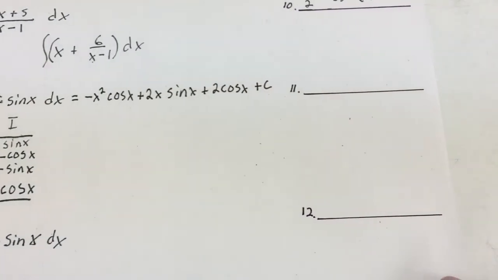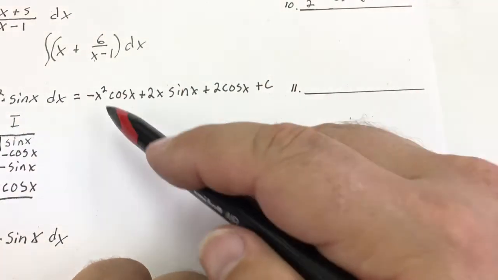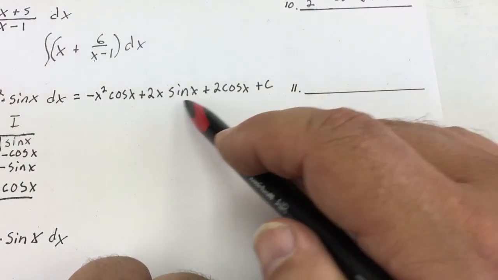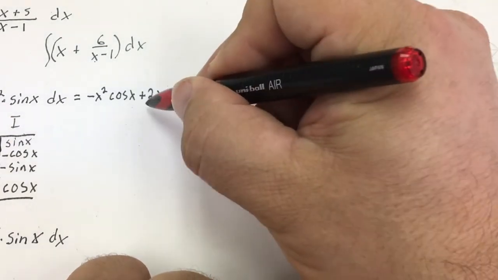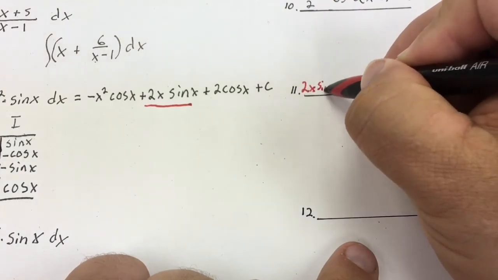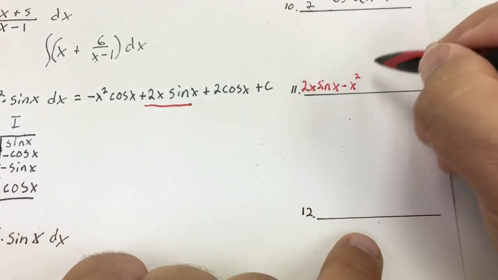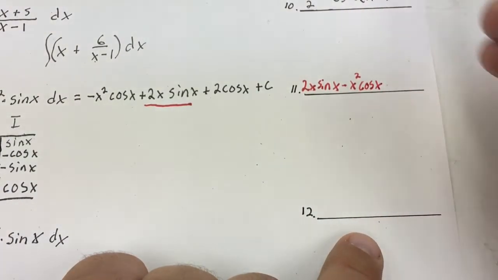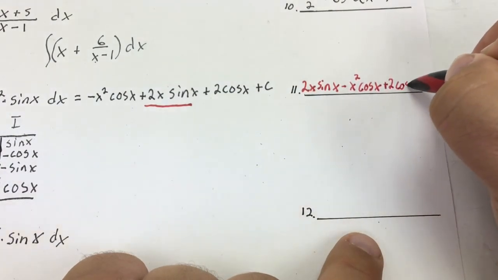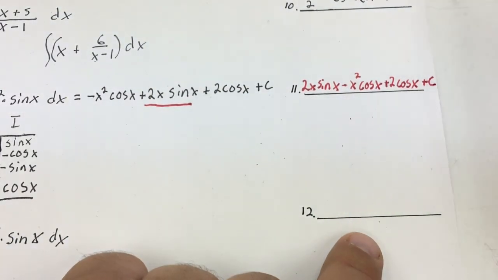I don't even know if I can fit that answer over here on the answer line, but I'm going to try. So the deal is, using Occam's razor, I would never have the negative leading first, so I'm going to start off with my 2x sine x, minus x squared cosine x, plus 2 cosine x. Don't forget, plus C. I just barely fit it.